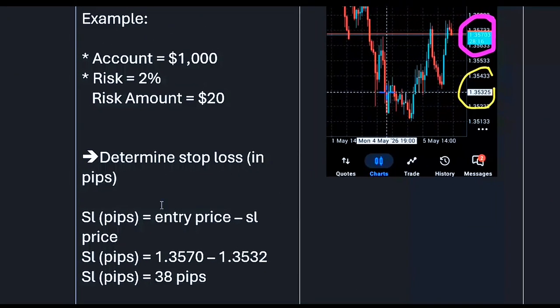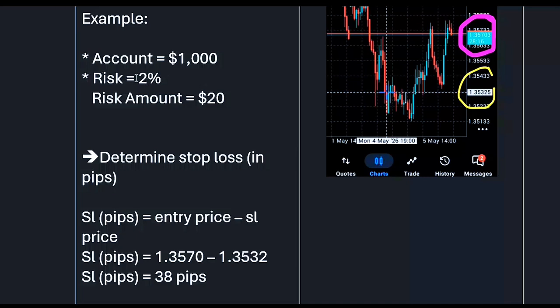Let's say, for example, you have $1,000 in your account and you want to risk 2% of it. Your risk amount will be equal to $20. This works for every amount you may have in your account. $500, $200, $50, $10,000, it doesn't matter.